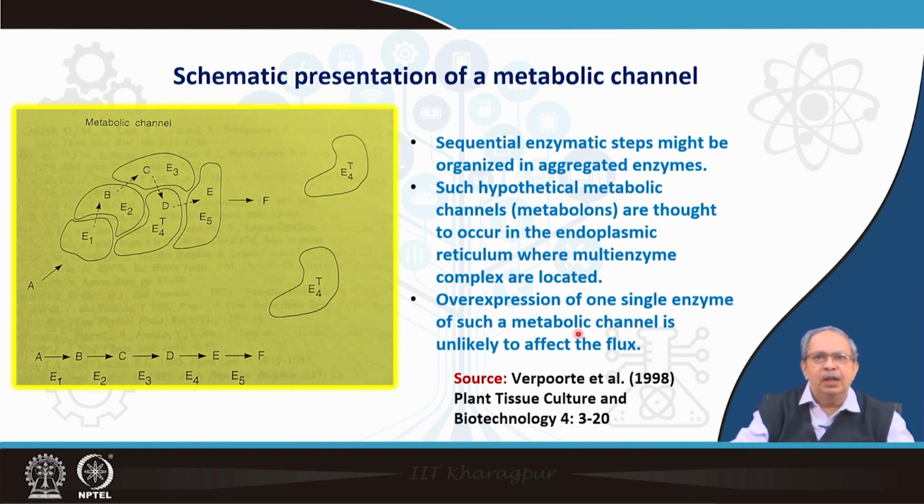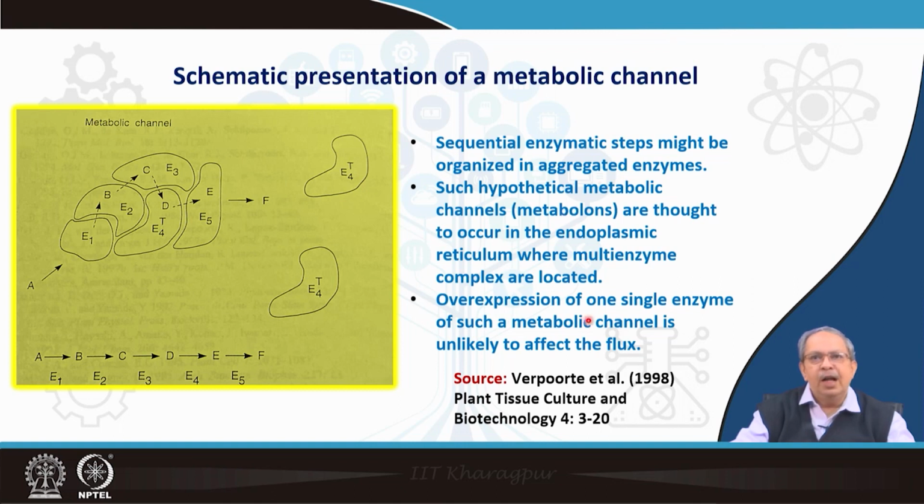So, the point is that the concept of a single enzyme is unlikely to affect the flux of the entire pathway leading to the formation of the desired product. This was anticipated in the early 90s, and in fact this concept is very true, and that is why there have now been attempts to express multiple genes in plants. But the problem is that the technology is still a great challenge.